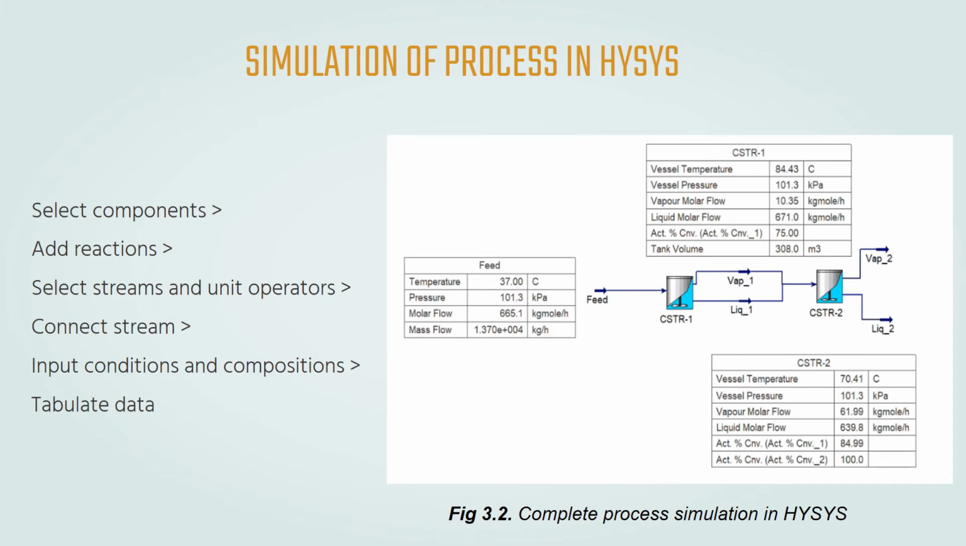Next, we are going to apply the knowledge and technique learned from the lab session to simulate this process in Aspen HYSYS. Same like the other simulations that we have done in class, it follows the sequence where firstly, we select the components, then we add the reactions. Following that, we'll go to the simulation tab and select the streams and unit operators. In this case, that is the CSTR, and then connect the streams together to ensure the flow.